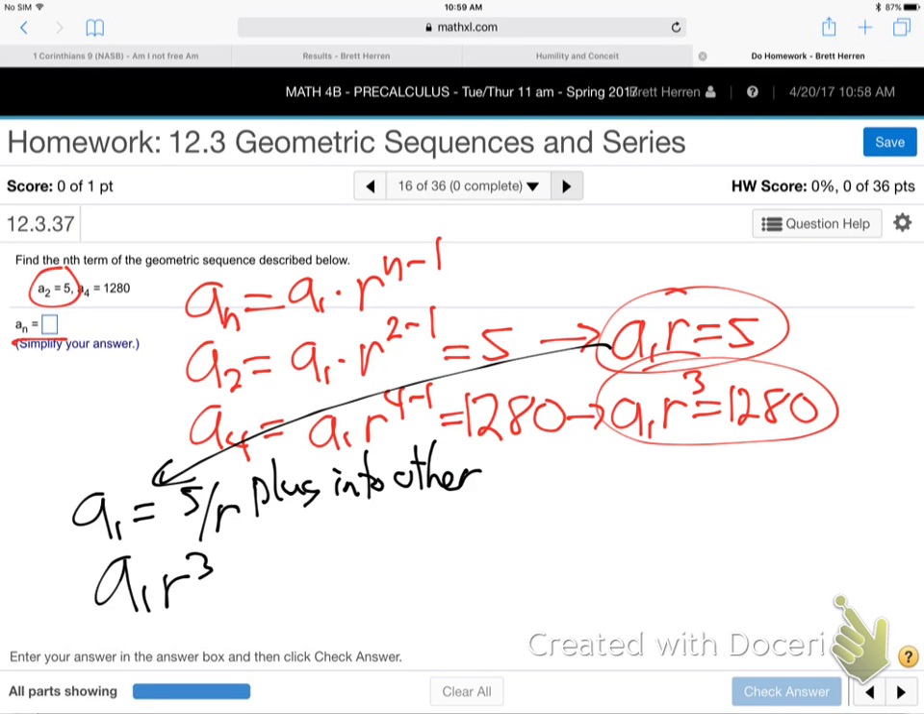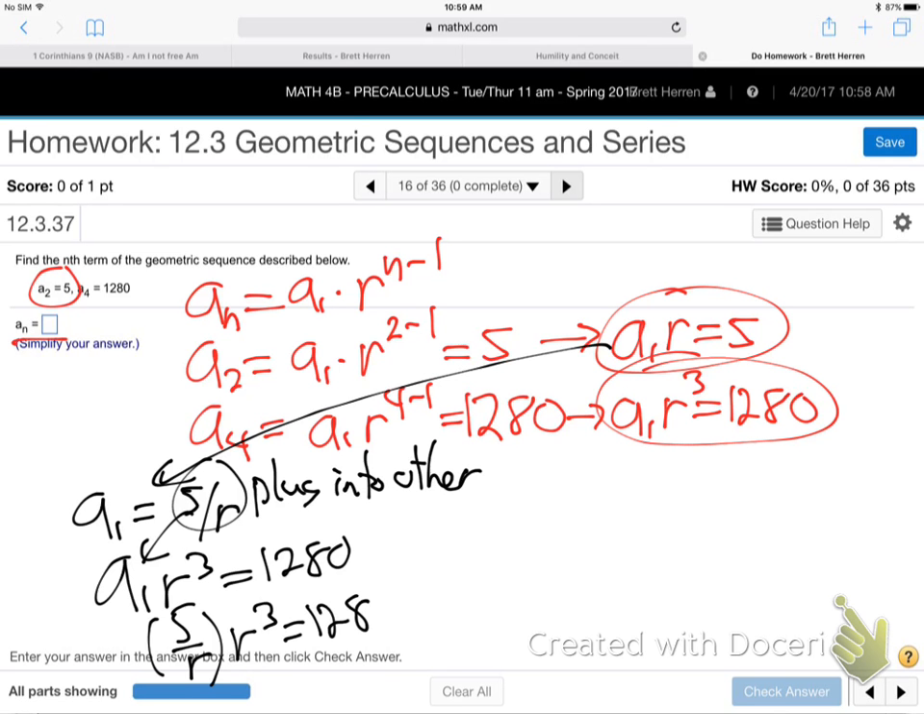So a1 r to the third is 1280. Plug that in for a1. So 5 over r, times r to the third, is 1280. Everybody tracking with me? It's a good idea. Do substitution, right? Just solve for r. Or, no, I solved for a1. You could have done either one. Solve for a1, solve for r, whatever. In one of them, plug into the other.